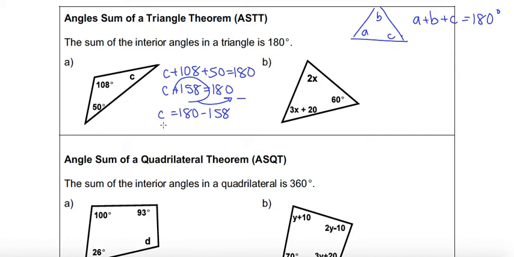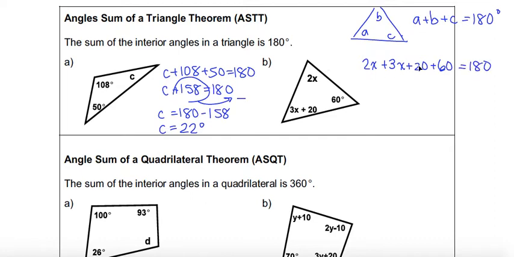So C is equal to 22 degrees. Now let's take a look at example B. So this is going to be a slightly more complicated example, but it's nothing that you don't know how to solve. So I know that each of these terms, when I add them together, will give me 180 degrees. So I have 2x plus 3x plus 20 plus 60. All of that equals 180.